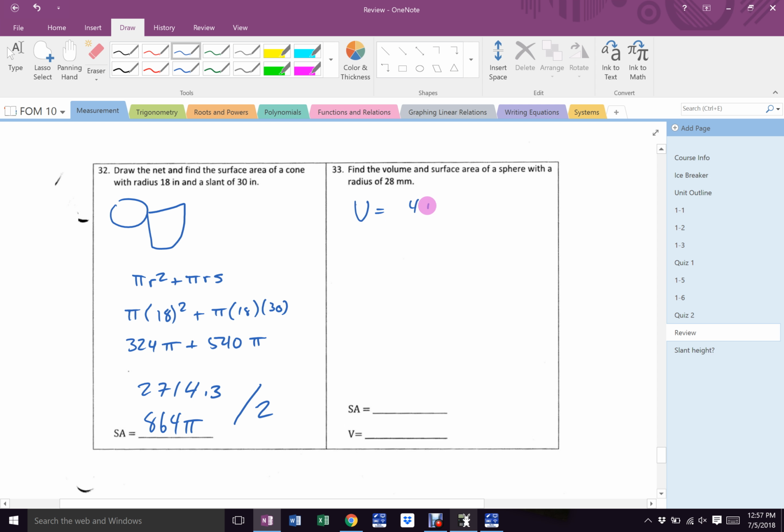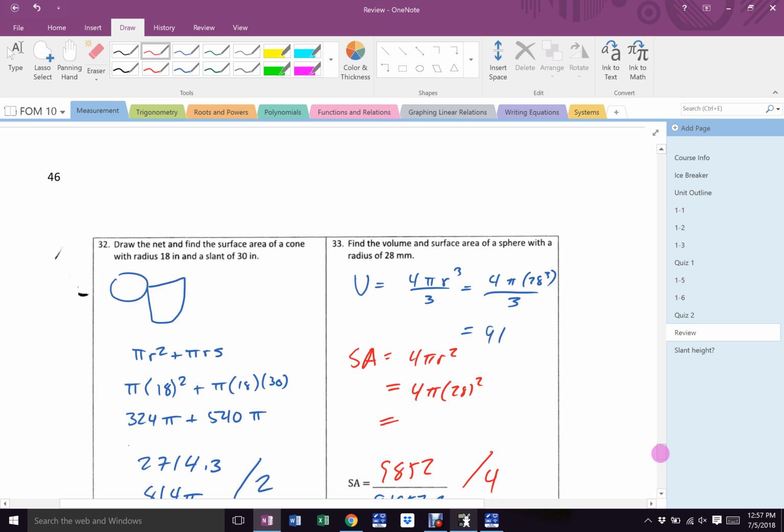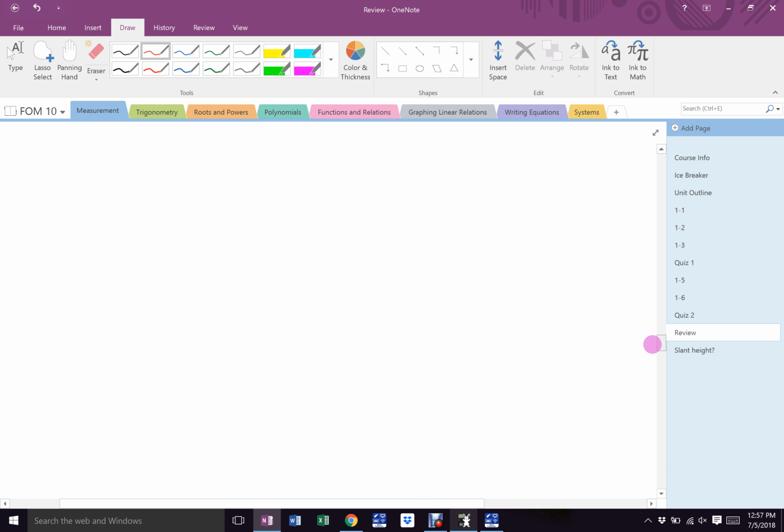Volume of a sphere, 4 pi r cubed divided by 3. 4 pi 28 cubed divided by 3. And it's something like 91,000. Yeah, it's 91,952 for volume, 0.3, and surface area, 4 pi r squared, 4 pi times 28 squared, out of 4. Making the whole thing out of 6, and 10 is 16, and 13, making the whole thing out of 29.